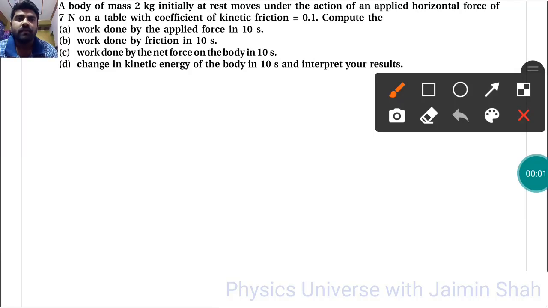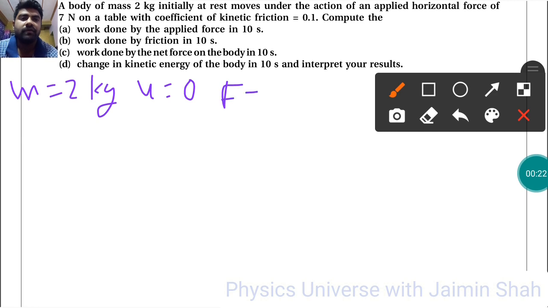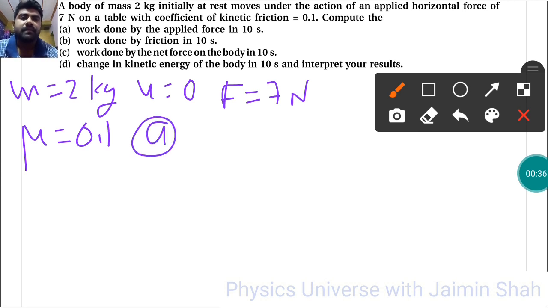Now the question is: a body of mass 2 kg, initially at rest, moves under the action of an applied horizontal force of 7 Newton. So the mass here is 2 kg, initially it is at rest, so u is 0, and the applied horizontal force is F equal to 7 Newton, on a table with coefficient of friction mu equal to 0.1. Find (a) the work done by the applied force in 10 seconds. So here WA is equal to force into displacement.